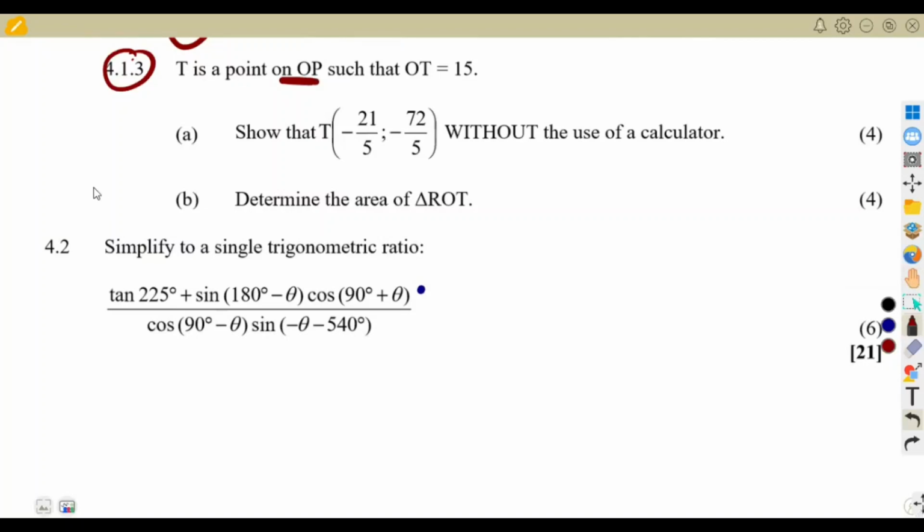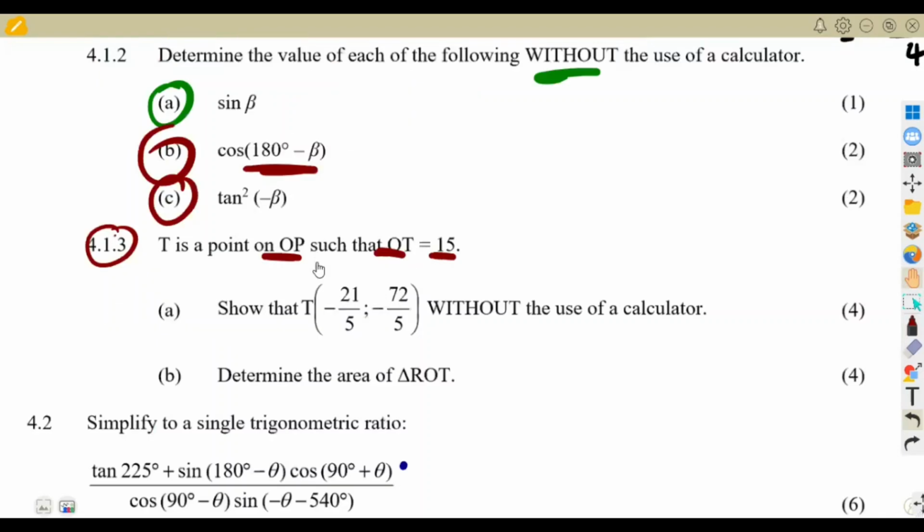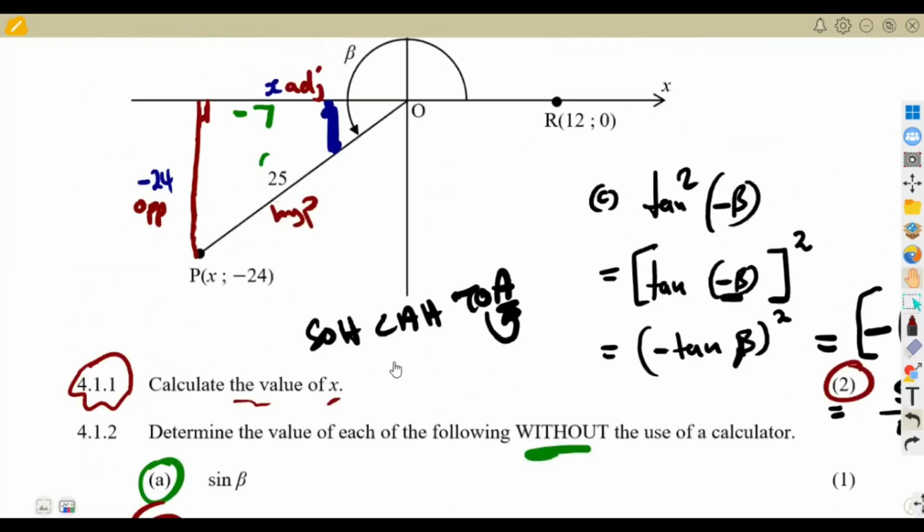T is a point where? On OP, such that OT is 15 units. All right. T is found on OP. Okay, let's check our diagram. This is our diagram here.